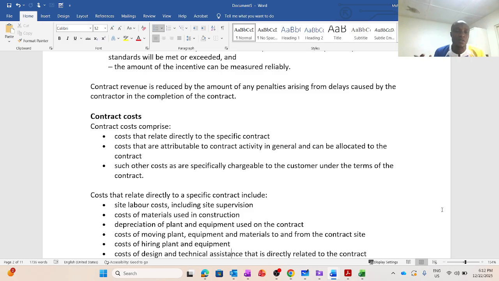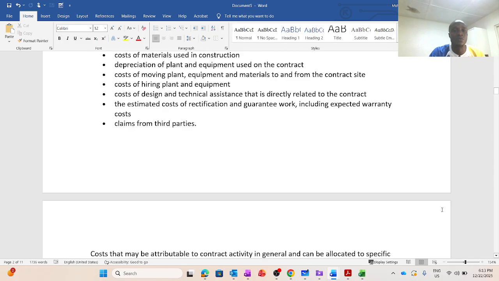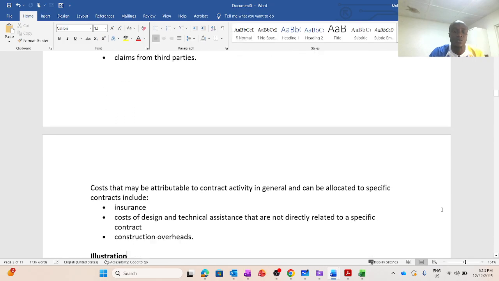Talking about labor, we are talking about all material costs to construct the house, to construct the building. All directly related costs should be included as part of the cost of the contract. So we are going to look at examples: site labor cost, cost of material, depreciation of plant and machinery used in the construction process, and the cost of moving plant from one location to another. Any directly related cost in ensuring the fulfillment of the contract agreement should be included as part of the cost of the construction process.